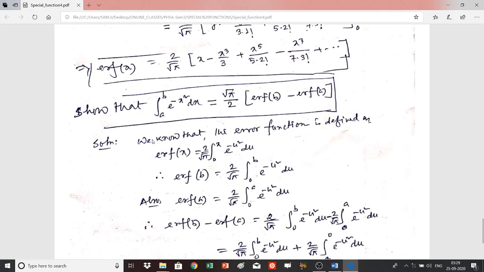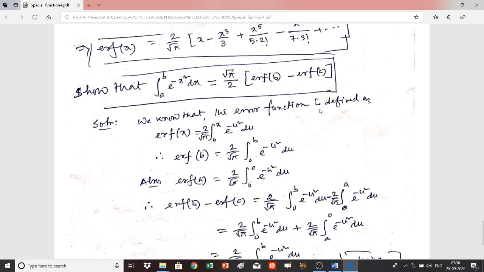Now here is a problem. We have to prove that the integral from a to b of e to the minus x square dx is equal to root pi by 2 times erf b minus erf a. Now from the definition of the error function, erf(x) is equal to 2 by root pi, integral from 0 to x of e to the power minus u square du.